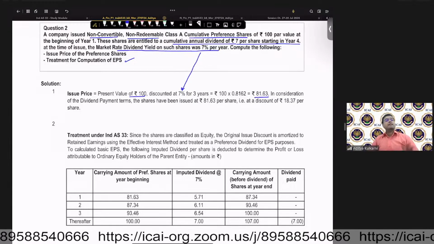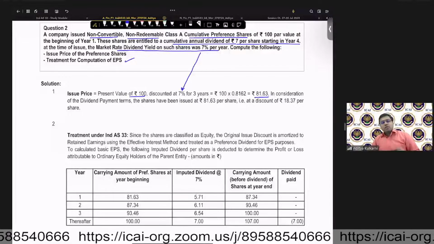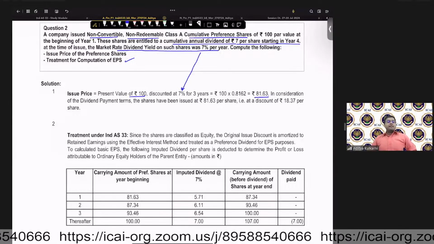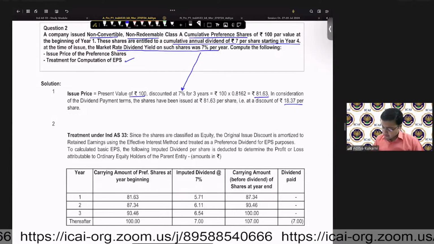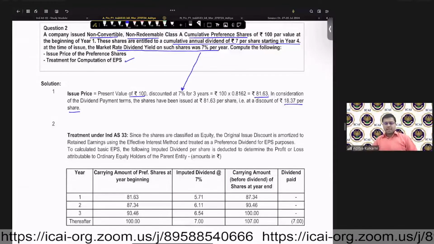I will pay you the dividend in the 4th year. So the shareholder will ask, how are you compensating me? Well, I'll give you a discount. So you are giving a discount of 18.37 per share.